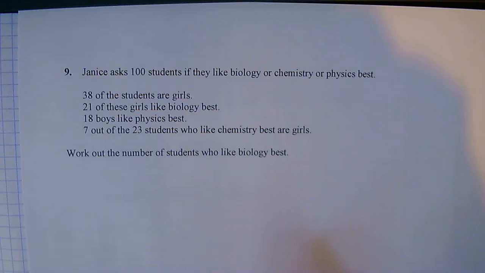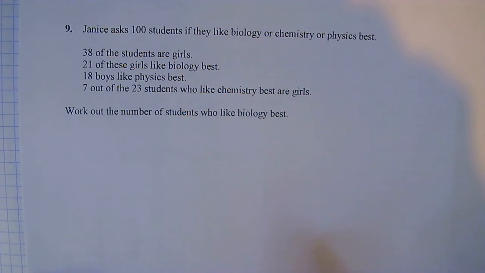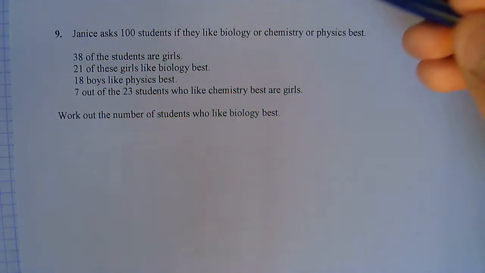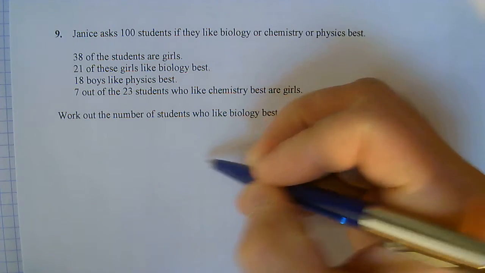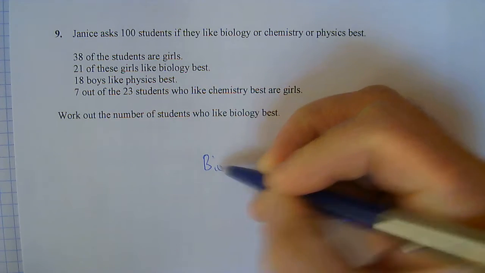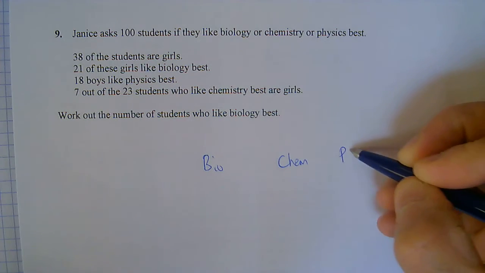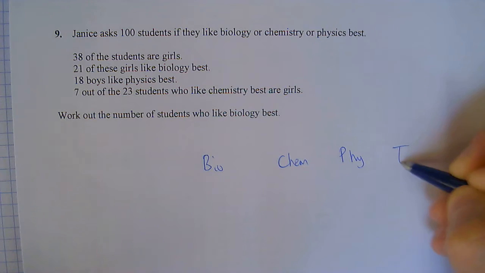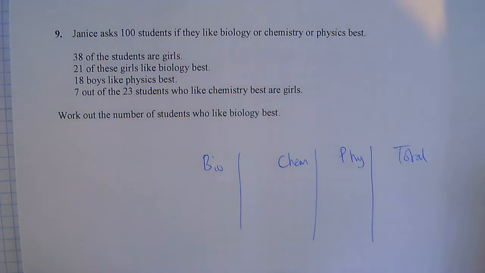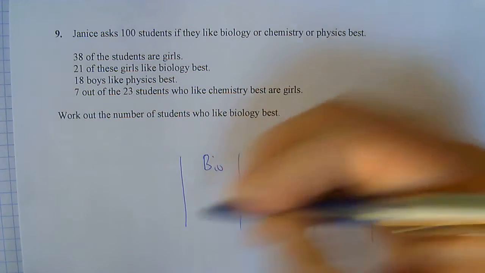So this time I've got Janice asking 100 students if they like biology, chemistry or physics best. And then I've got some other information. So I know that one category is going to be biology or chemistry or physics. So I'm just going to write them as one of my categories at the top. We always have a total column as well, because it just means that we can make sure we're doing that adding up correctly. I've then got to think about my other category.